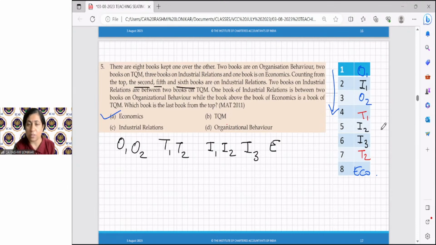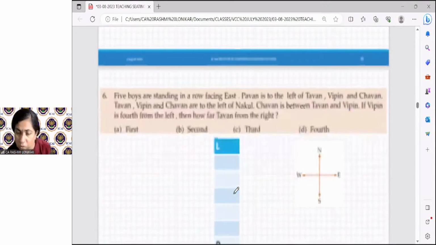Okay, in the position. And then we are going in 2 books of industrial revolution. These are the 2 books of industrial revolution. They are between whom? 2 books of TQM. And the single book of industrial revolution was lying between where? Between 2 books of organizational behavior. So you have O1, O2. Okay, so O1, O2 is satisfied. T1, T2 is satisfied. I1, I2, I3 is satisfied. So the last position left is for the economics book.